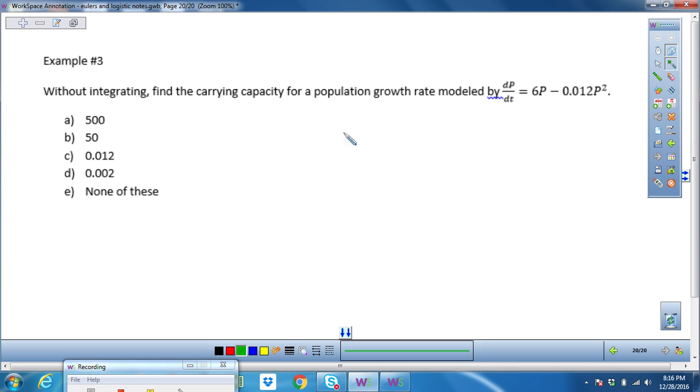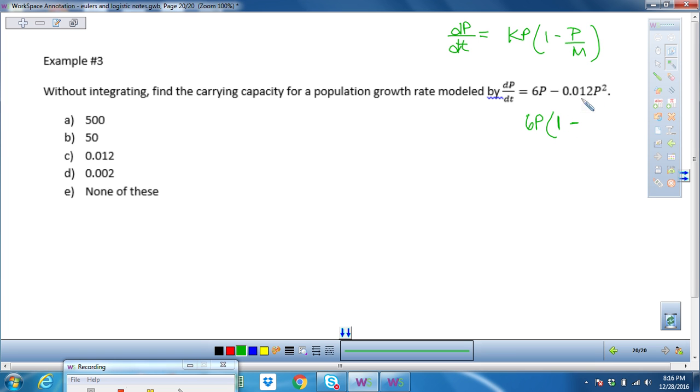Okay, so here's another type of question that you would get. It would be a multiple choice question, and it just wants to know, what is the carrying capacity? Okay, so again, we have to put it into this formula. Remember, the formula is dP/dt is equal to kP times (1 minus P over M). So we need to get it to look like that. So the first thing we have to do is divide both sides by 6 to pull out a 6P. So 6P would be our greatest common factor. So we get 6P, and this would be 1 minus.